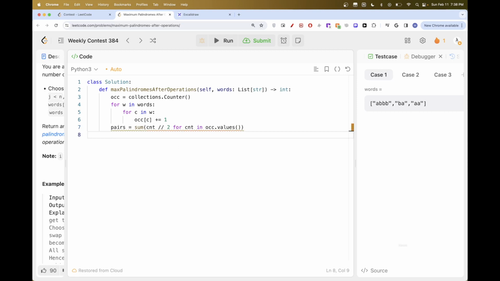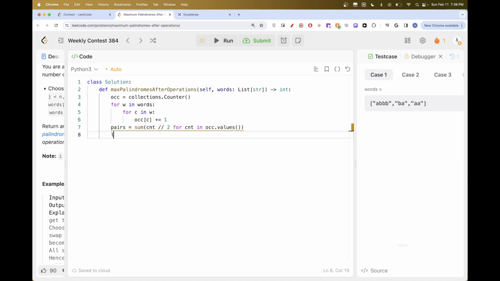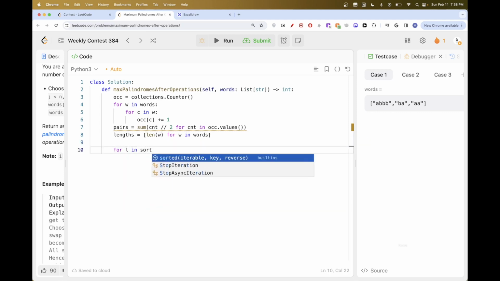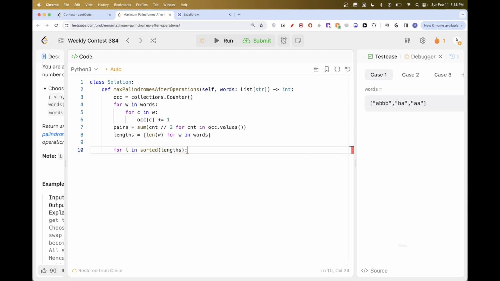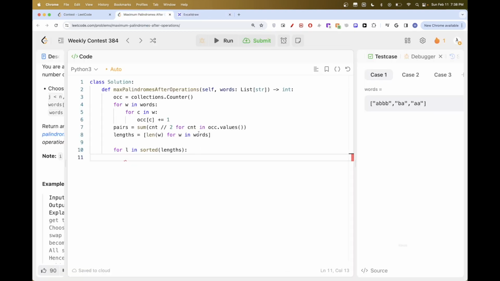Okay? Now from this, what should we do? Well, we need to get the lengths, and we need to go through them in order from smallest to largest. To get the lengths, we can just say this is the length of W, and we go for each word. Now we can go for each length, but we need it in sorted order. So we go through each length in sorted order. Now we just see what we did here. Every time we used a pair, we subtracted it. So we used a pair from this 4, we subtracted it by how many we used. For example, here we used just 1 to get length 2, and we subtracted by 1. That's exactly what we are going to do here.